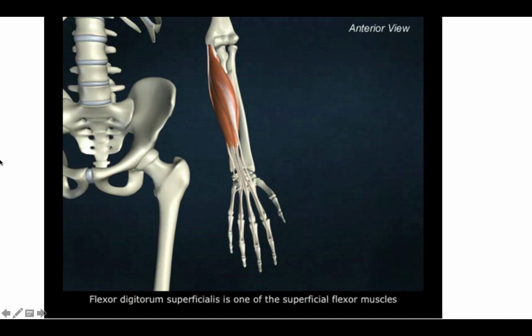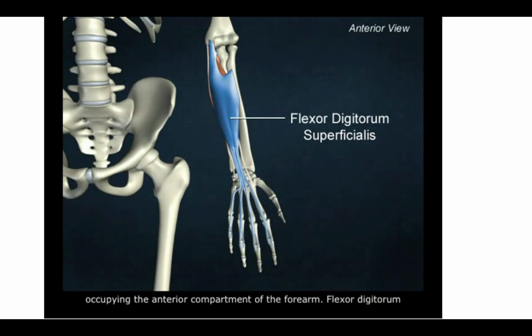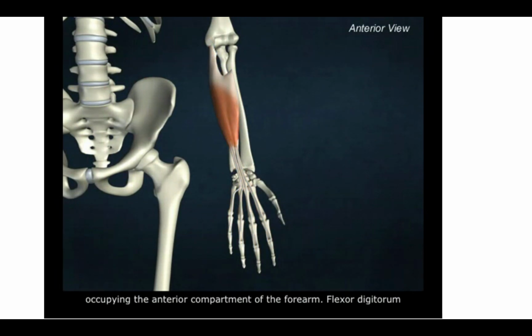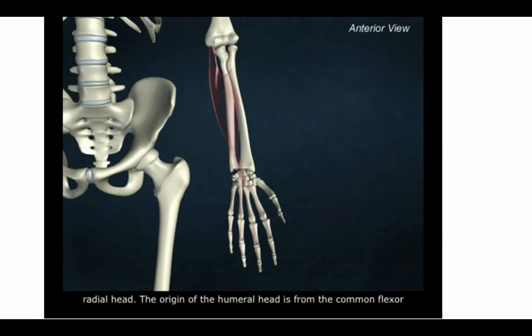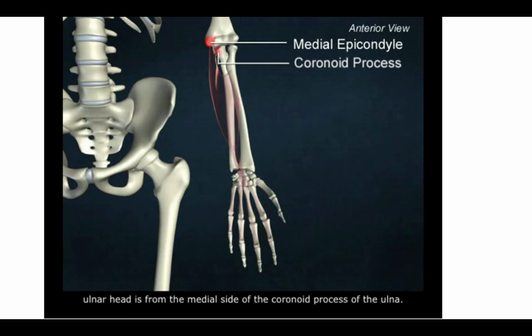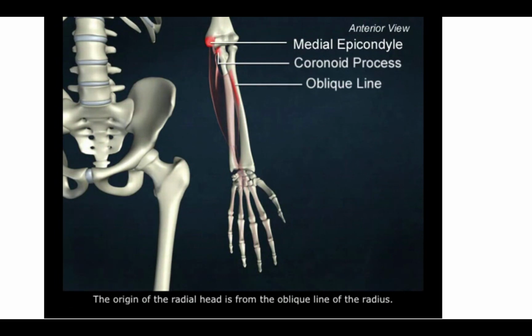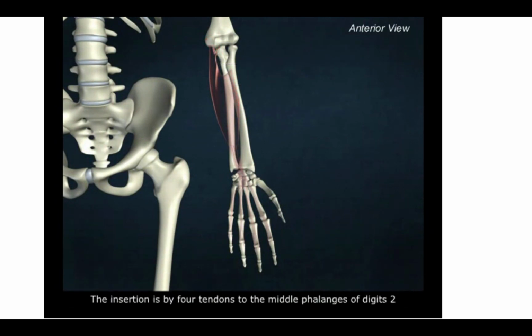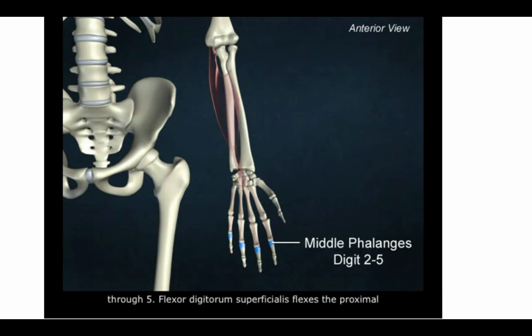Let's take a look. Flexor digitorum superficialis is one of the superficial flexor muscles occupying the anterior compartment of the forearm. Flexor digitorum superficialis has 3 heads: the humeral head, the ulnar head, and the radial head. The origin of the humeral head is from the common flexor tendon of the medial epicondyle of the humerus. The origin of the ulnar head is from the medial side of the coronoid process of the ulna. The origin of the radial head is from the oblique line of the radius. The insertion is by 4 tendons to the middle phalanges of digits 2 through 5.